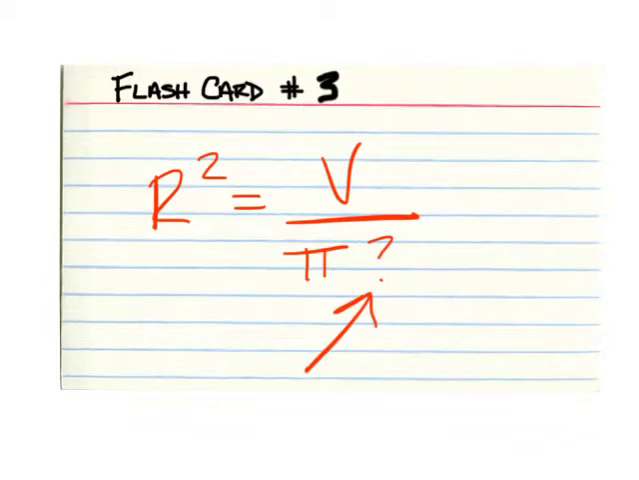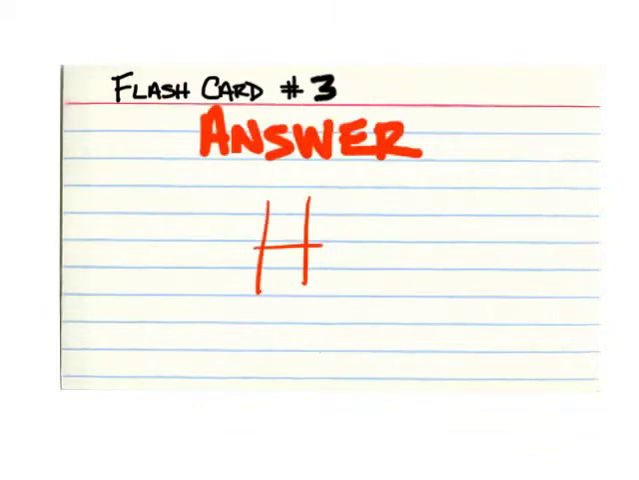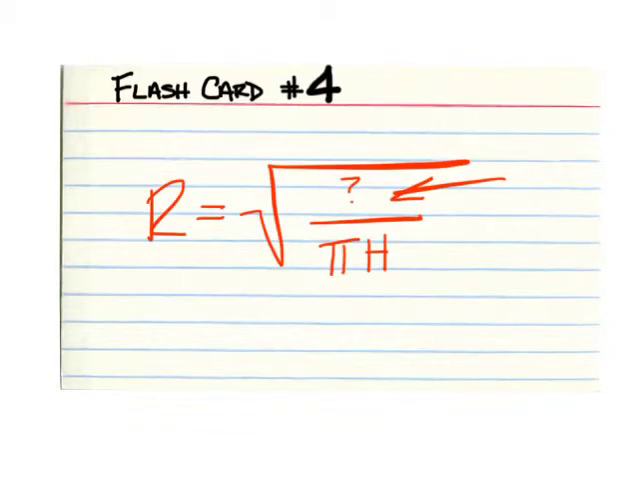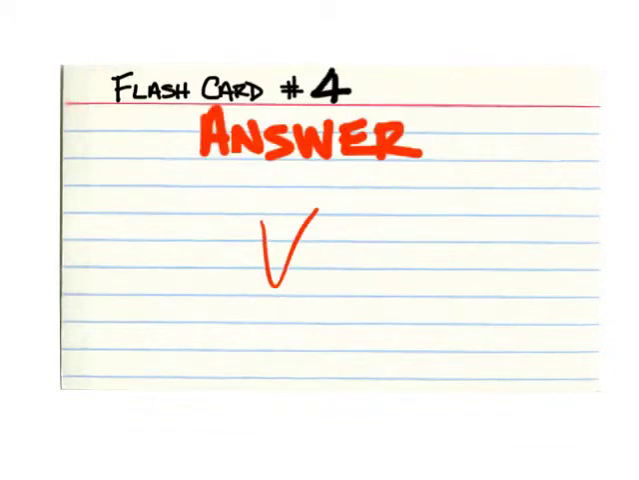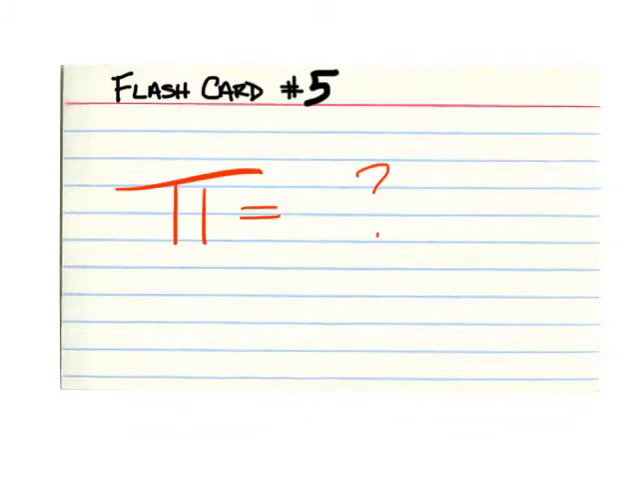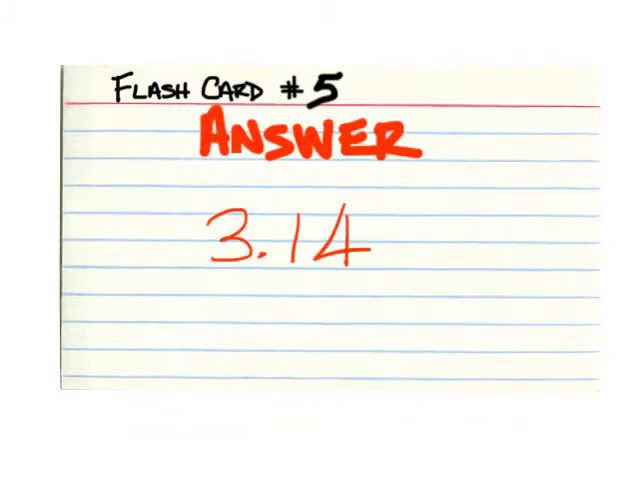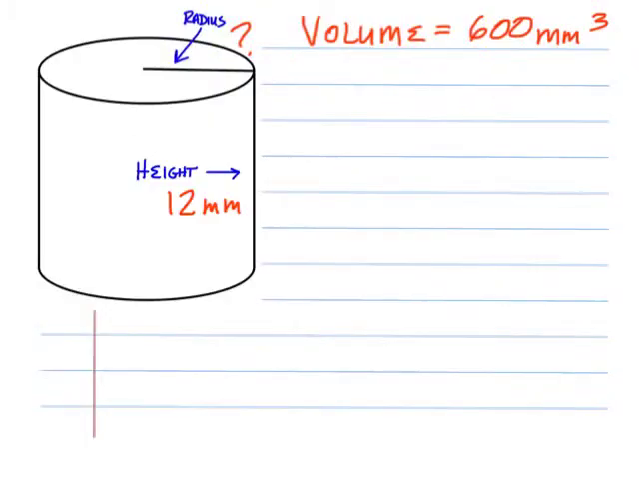Radius squared. Pi. Volume fine. 2.14. Practice 3.